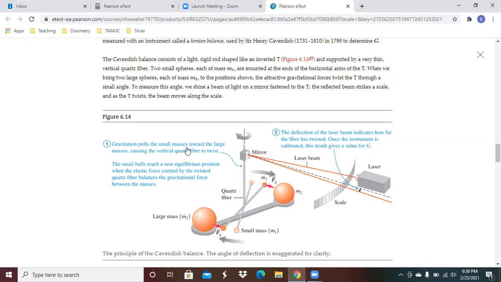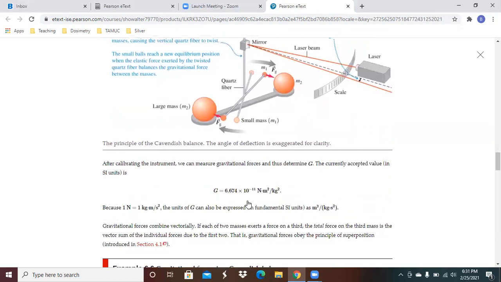So you've got gravitation that pulls the small masses towards the large, causing the vertical quartz fiber to twist. The small balls reach a new equilibrium position with the elastic force exerted by the twisted quartz fiber, and that balances the gravitational force between the masses. And the deflection of the laser beam indicates how far the fiber is twisted, and once the instrument is calibrated, this result will give you a value for G.